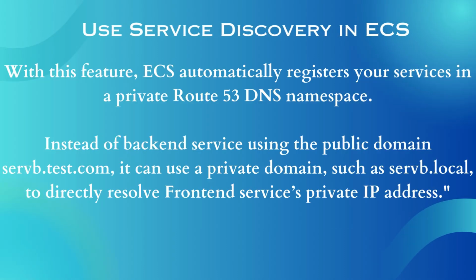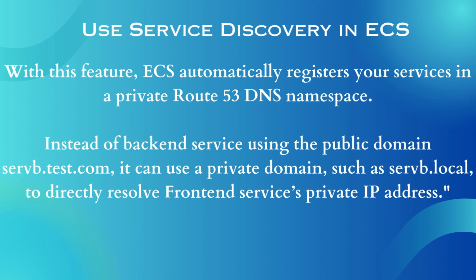The second mitigation is all about using ECS Service Discovery. So this is the second solution that you can consider. With this feature, ECS automatically registers your service in a private Route 53 DNS namespace. Instead of the backend service using the public domain like test.com, it can use a private domain such as test.local to directly resolve the front-end service IP address. So this approach completely bypasses the ALB for inter-service communication, reducing the latency further and saving the cost on NAT gateway and ALB data processing.